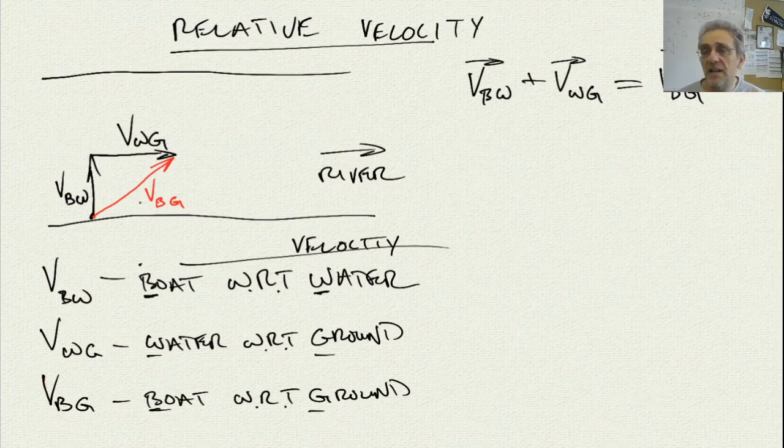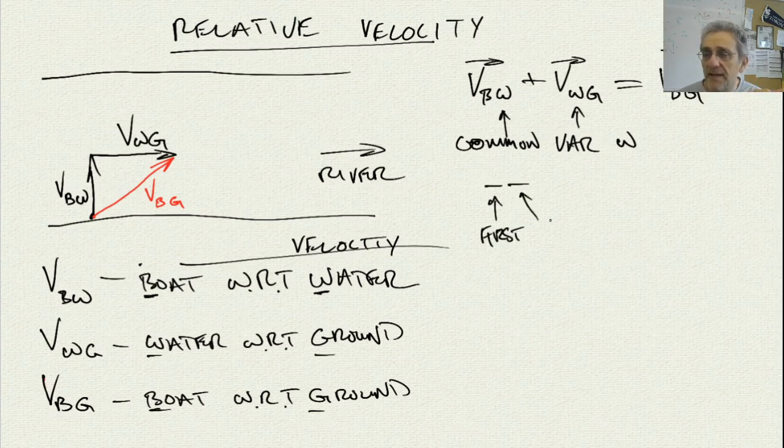So notice that the common subscript or variable is the W. Notice the W is there and there. If you look at the subscripts, you have two subscripts. The one on the left is the first subscript, and the one on the right is the second subscript. Okay? Notice that the W occurs in the second subscript of the first term, and in the first subscript of the second term. So you can think of them as kind of canceling out, and they disappear, and now you end up having this B and this G forming the BG.